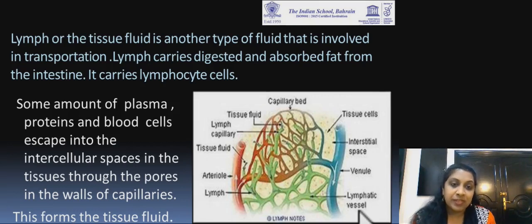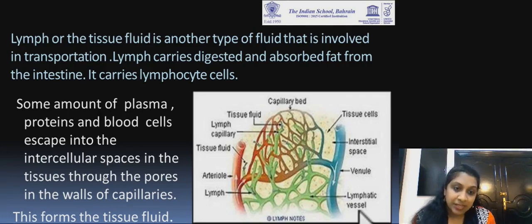The functions of the lymph or the tissue fluid are: number one, it helps to carry the absorbed and digested fat from the small intestine. The second function is it helps to drain excess fluid from the extracellular spaces back into the blood. And the third function is it contains specialized cells called lymphocytes that help to maintain the immunity of the body. Lymph is different from that of blood.